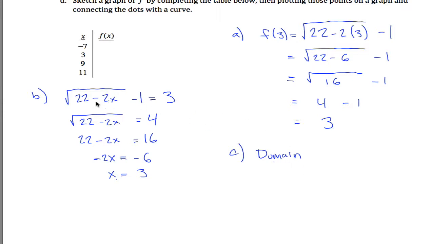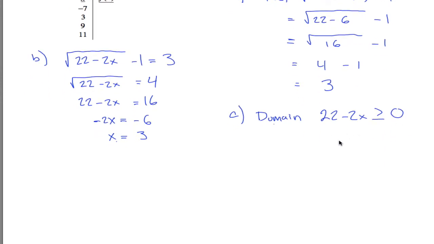So for our purposes, since we're not dividing by anything, all we have to do is make sure 22 minus 2x is not a negative number. In other words, it's greater than or equal to 0. So we have this inequality we can solve. There are a couple different ways to do it. One way would be to subtract 22 from both sides, and then divide both sides by negative 2. Negative 22 divided by negative 2 is positive 11.